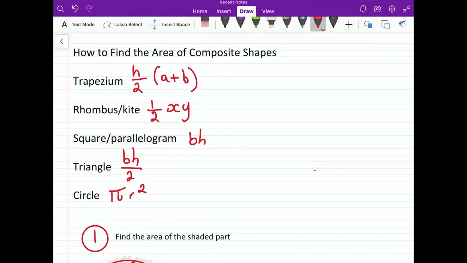Hi everybody, today I'll be showing you how to find the area of composite shapes. Firstly, let's do a quick review.